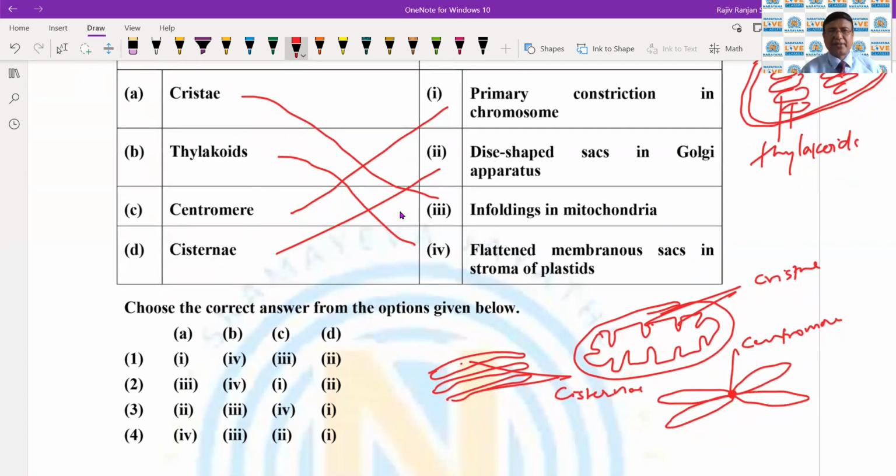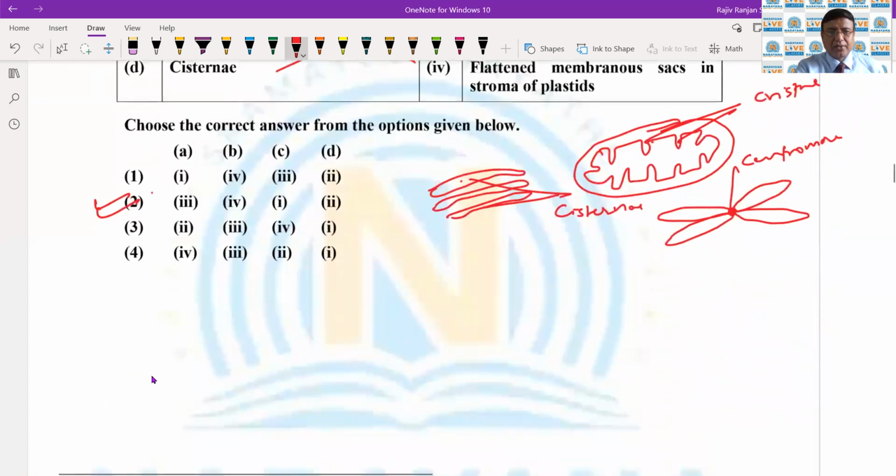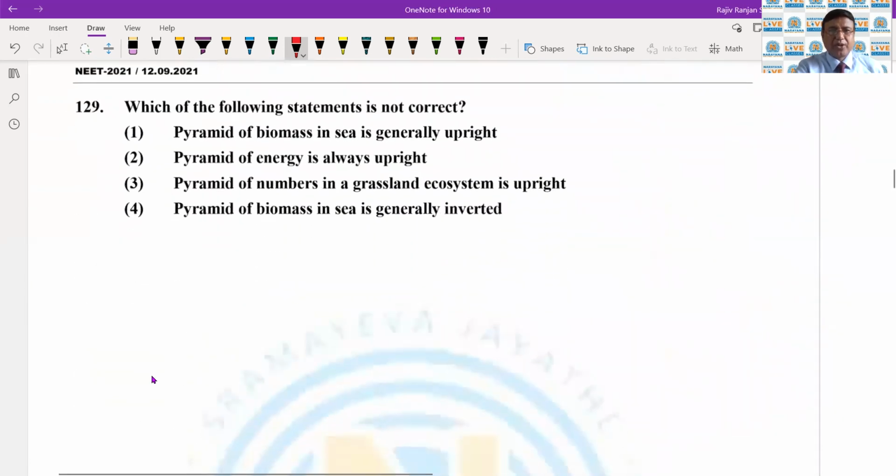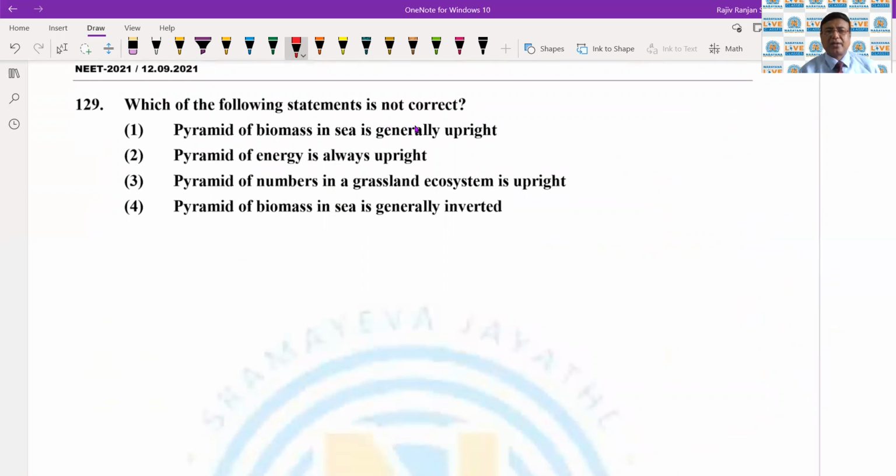So let's now find the options. So here A tallies with 3, B tallies with 4, C tallies with 1, and D tallies with 2. Okay, so the correct option is 2. So let's now switch over to the next question. Question number 129. Which of the following statements is not correct? First, pyramid of biomass in sea is generally upright. Second, pyramid of energy is always upright. Pyramid of number in a grassland ecosystem is upright. Okay. And pyramid of biomass in sea is generally inverted. So the correct option is 1.